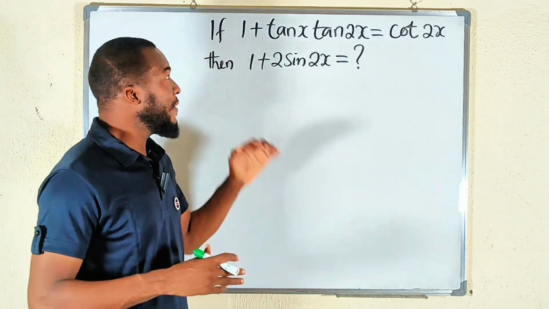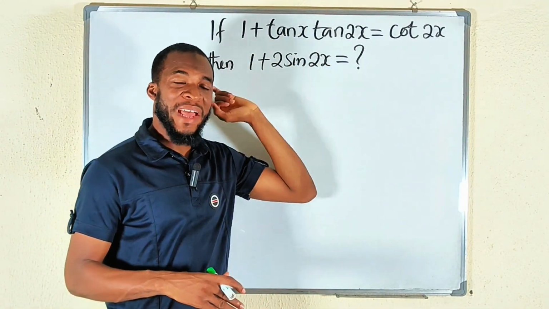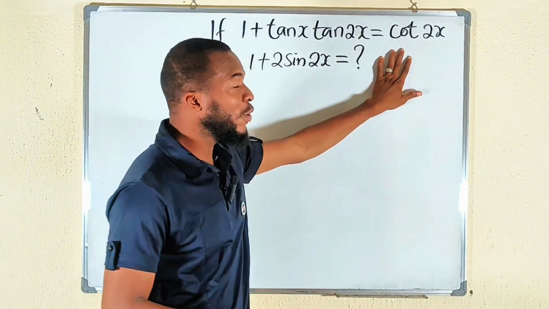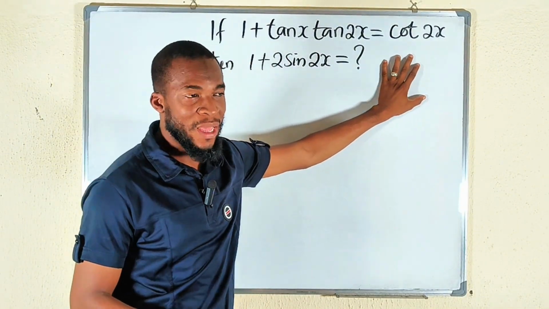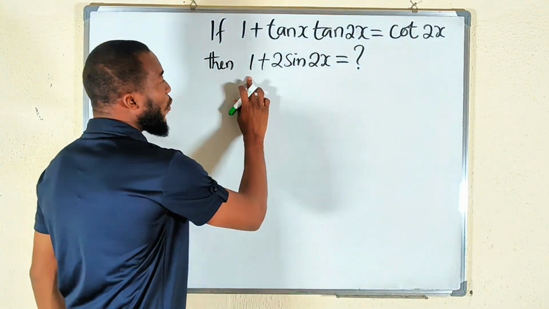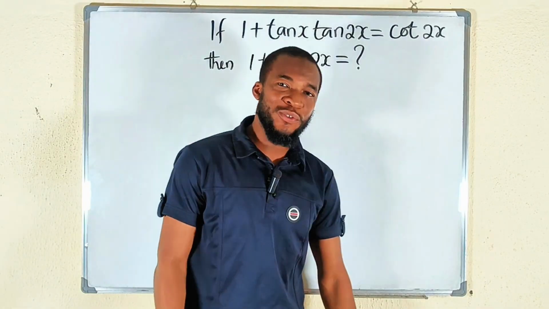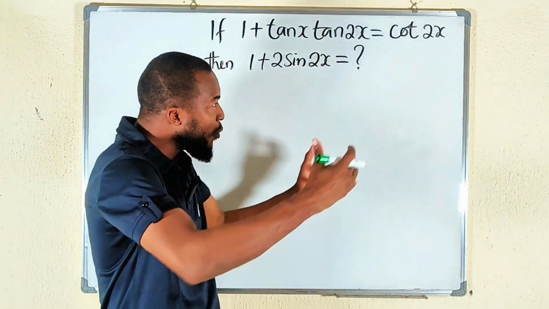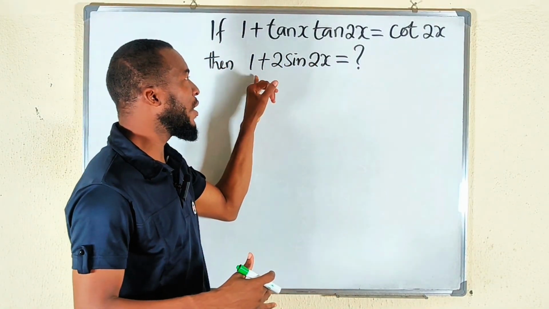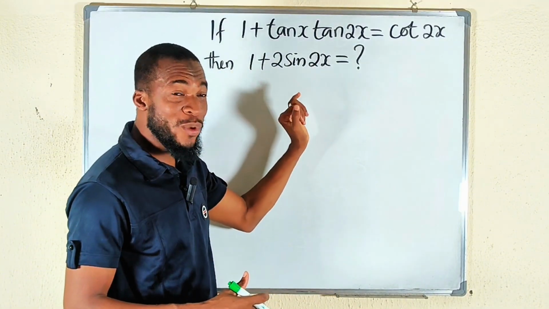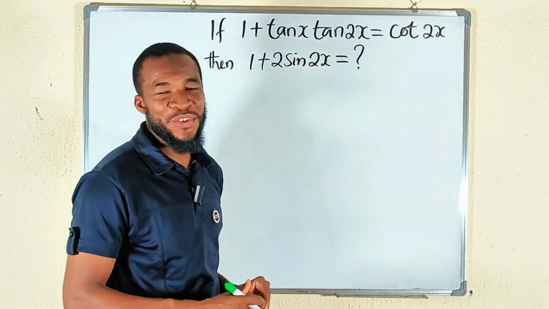We are given that if 1 plus tangent x times tangent of 2x is equal to cotangent of 2x, then what is the value of 1 plus sine of 2x? So we have to come up with an expression like 1 plus 2 sine of 2x from this particular equation.